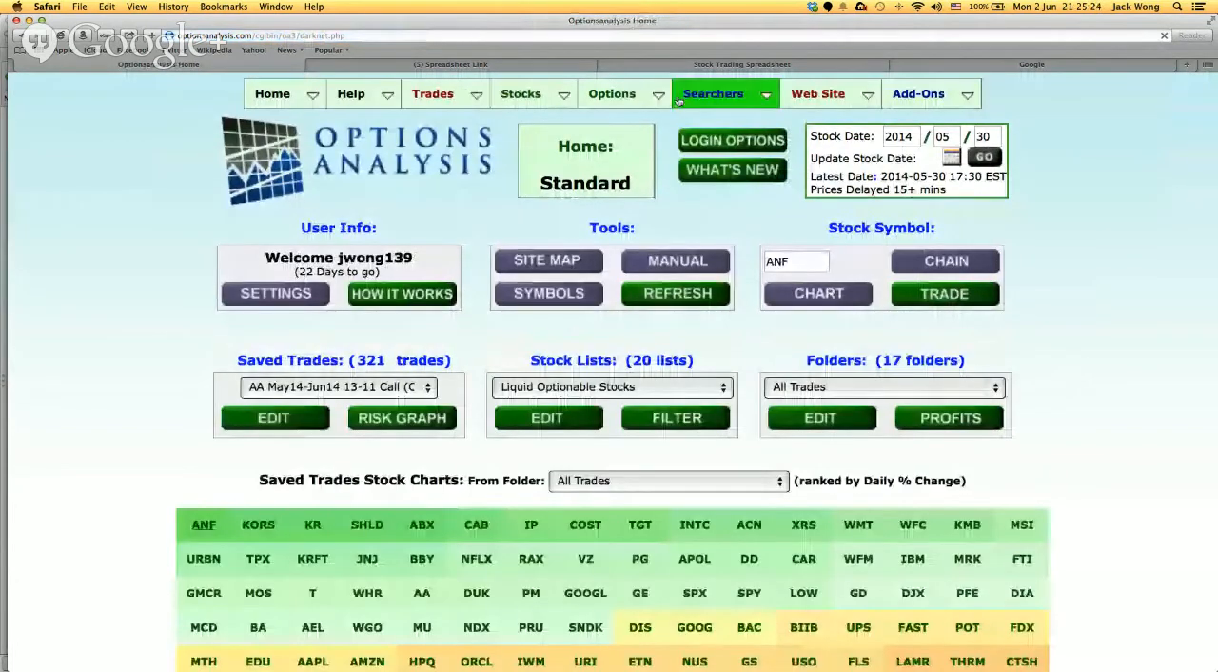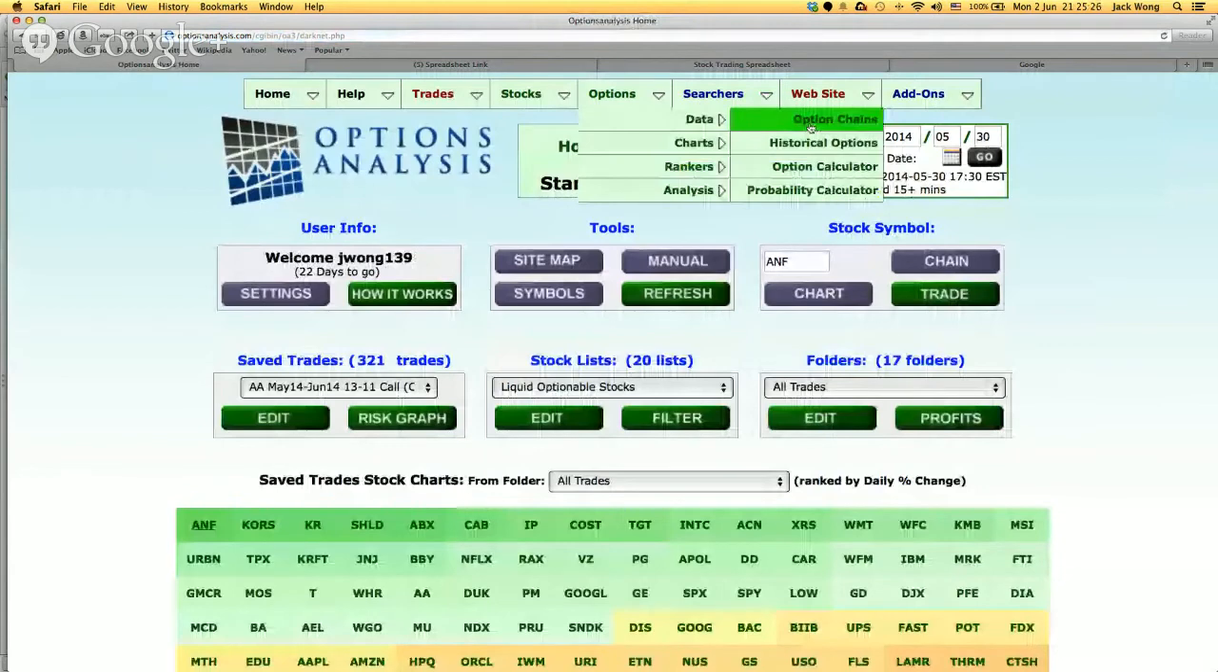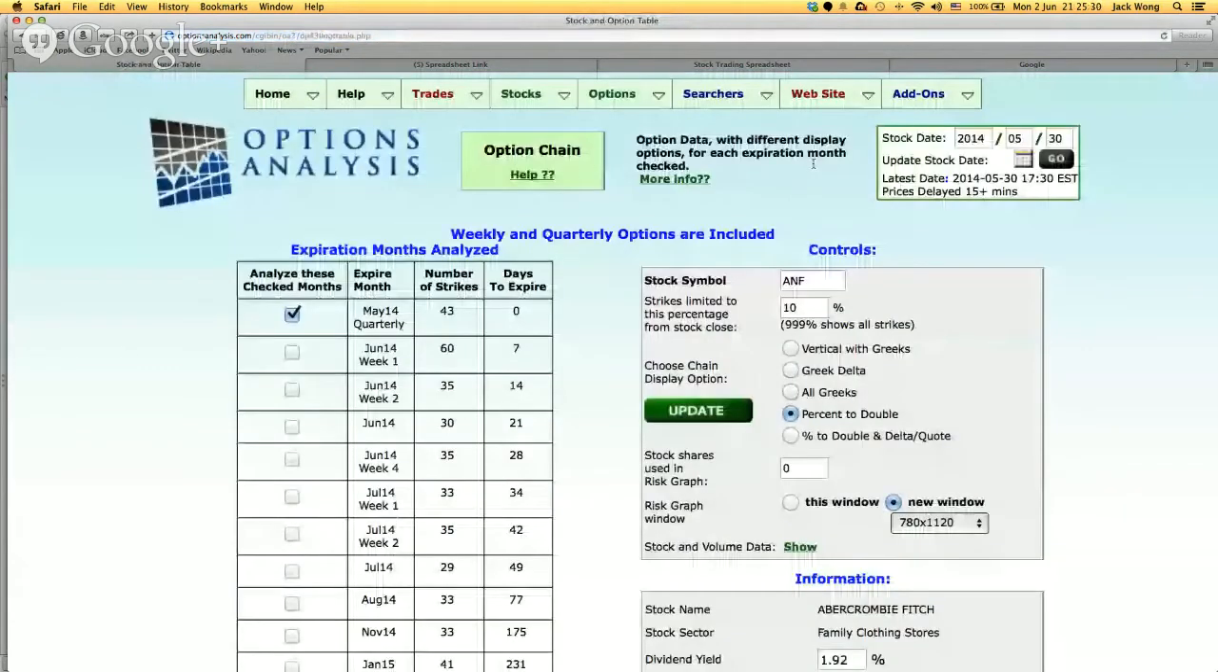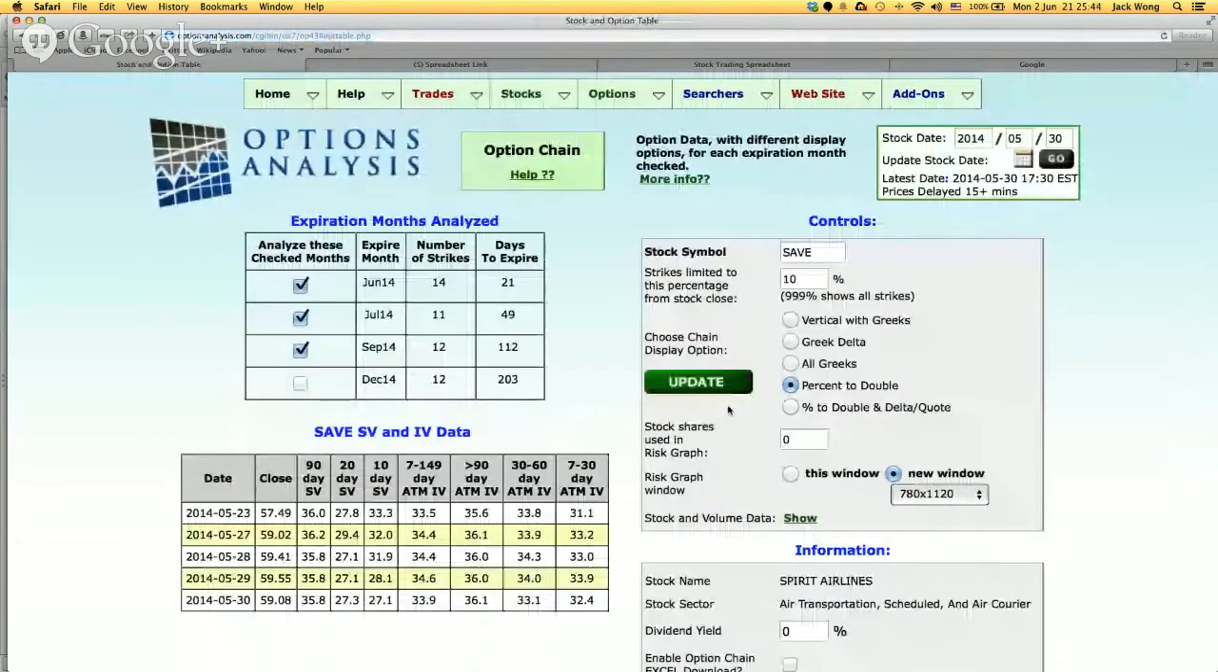So, options, data, option chain. Now, you need to go to the symbol you want. My symbol is SAVE, S-A-V-E. I just need to click update so that now the stock ticker symbol is reflected as SAVE. Okay, so now SAVE. You will want an option that has 120 days.